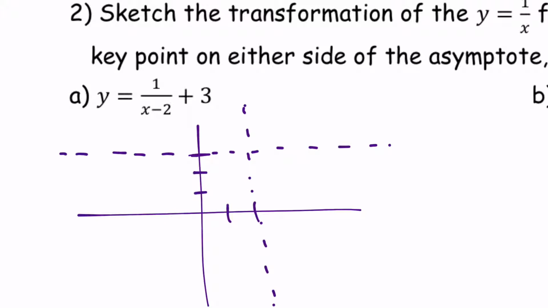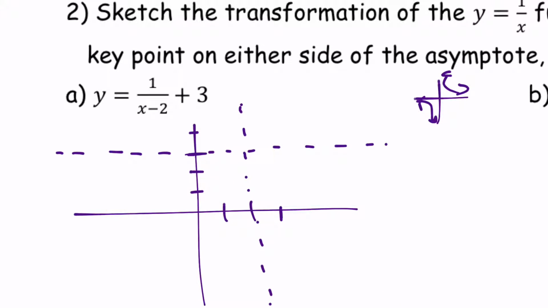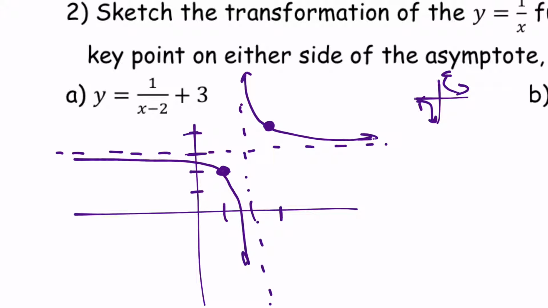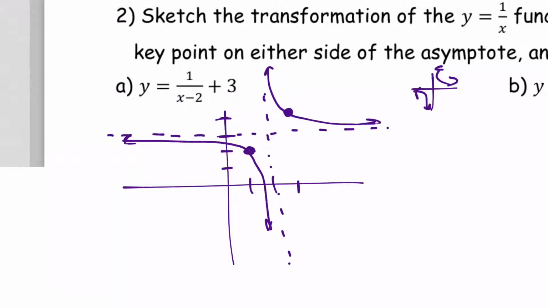First point, picture the parent graph. The parent graph looks like that, a quick little sketch, which means my first point is 1 to the right, 1 up from that asymptote, right there. And then curve in the shape, curve up right there. Next point, 1 to the left, 1 down. So there's my other point on the other side. Please do show me both, and then sketch that graph in like so.